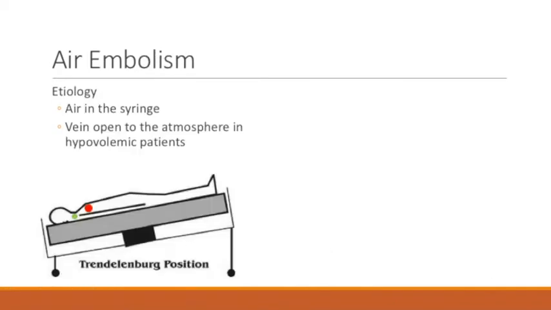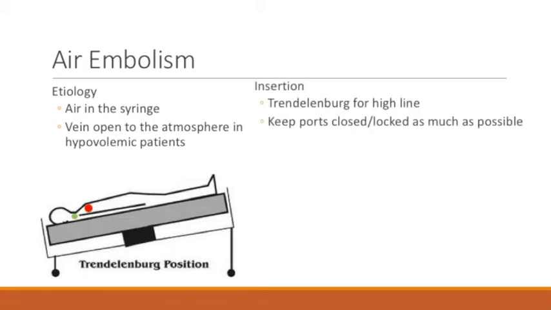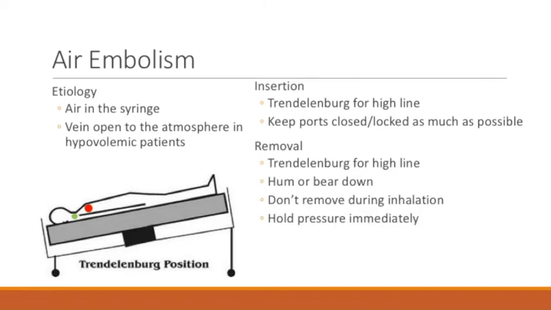Air embolism is rare, but we've certainly seen it before, so be sure you never have air in your syringes as you're flushing saline into the catheter. And try to minimize the times where the vein is open to the atmosphere, especially in hypovolemic patients. It's those collapsible IJs that are very high risk for sucking air into the vein. So always use Trendelenburg, especially for hypovolemic or euvolemic patients during line placement, and try to keep your ports closed and locked as much as possible.